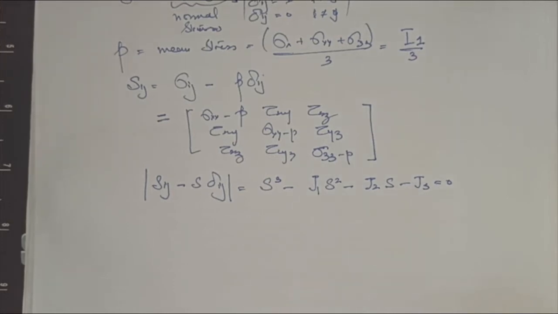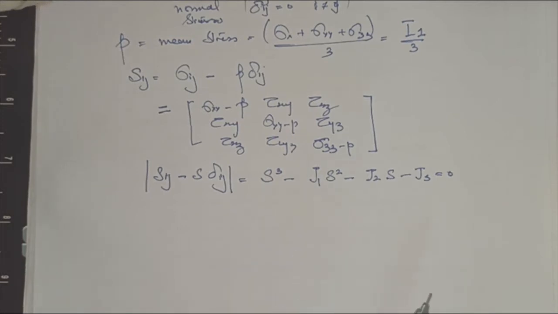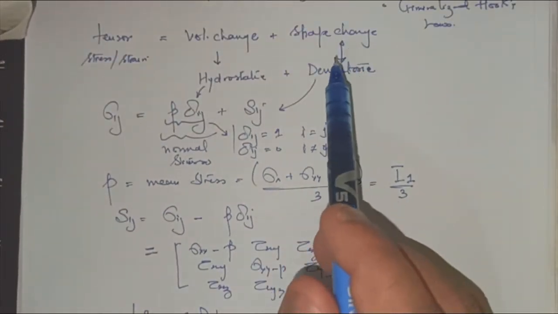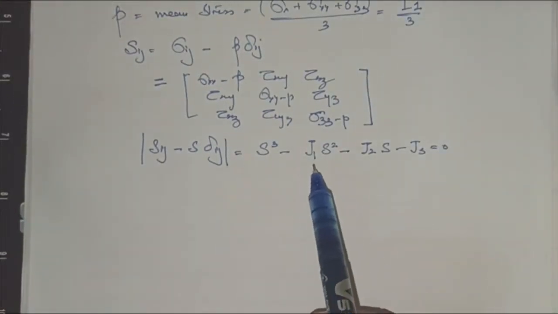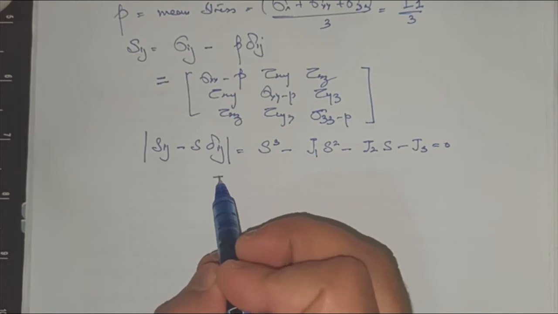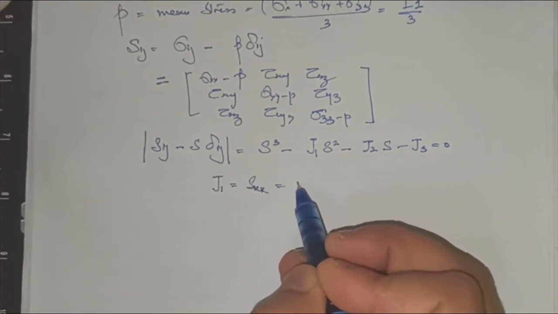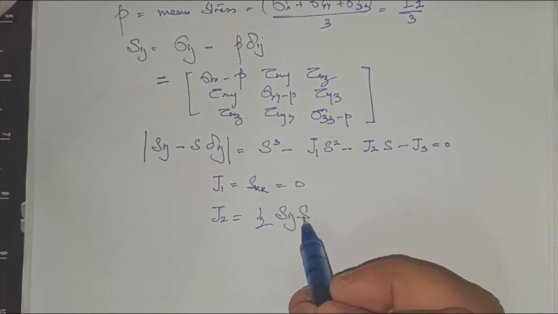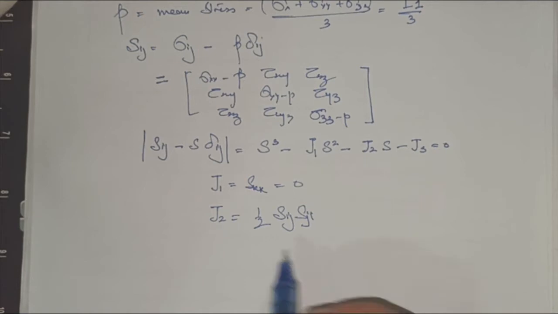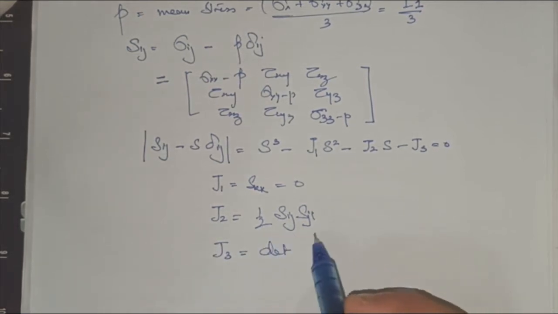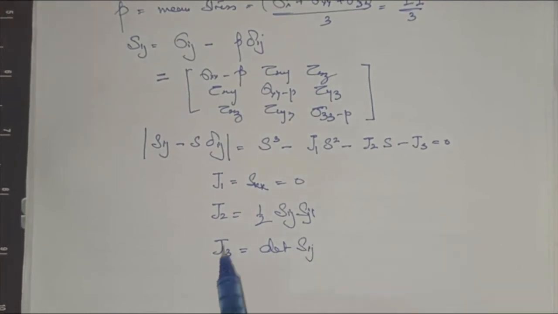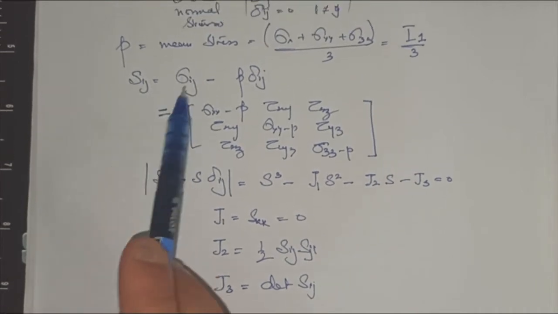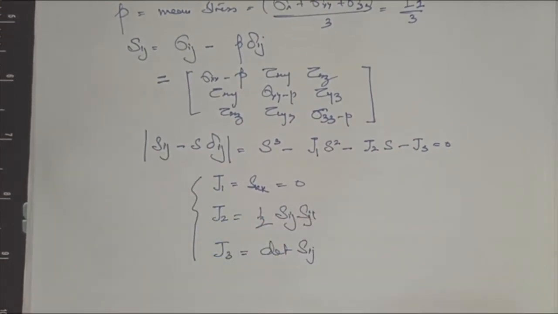But I wanted to know what the stress invariants will be, because as we will see in the failure criteria, stress invariants are very important for the failure of the material. So for the deviatoric, J1, J2 and J3, when expanded, the first one is equal to 0. J2 is equal to 1 by 2 Sij Sji. And J3 is equal to the determinant of Sij, the deviatoric stress component. So these three stress invariants will be very important to you.